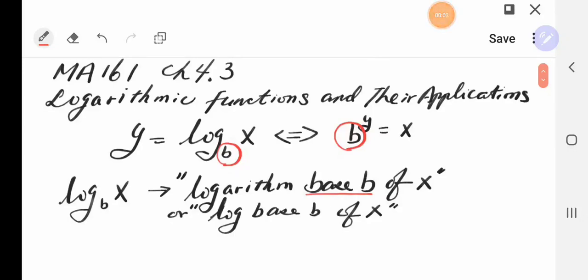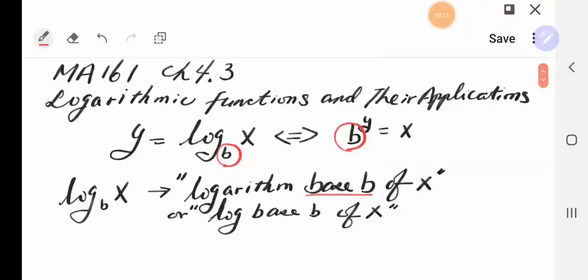MA161, Chapter 4.3, Logarithmic Functions and Their Applications. Okay, logarithm, we will learn logarithm. As you see here, y equals log base b of x if and only if b to the yth power is equal to x. How do you read this one?